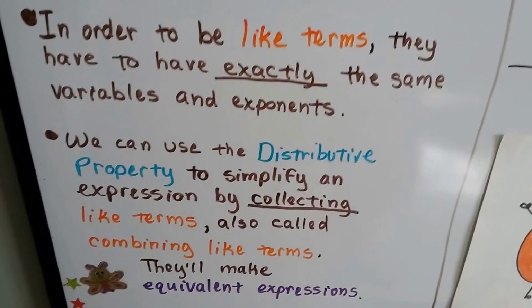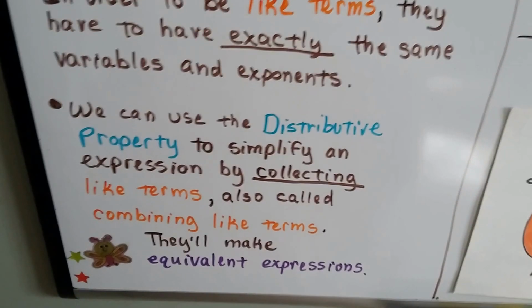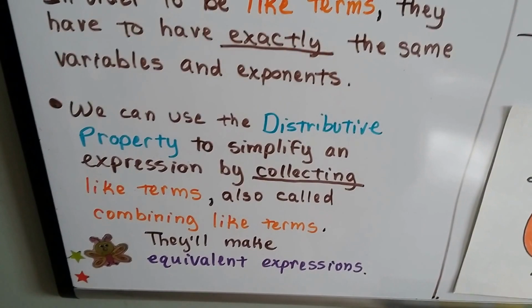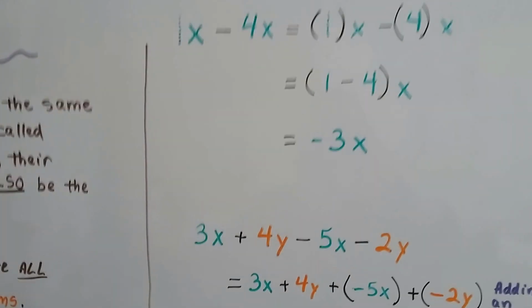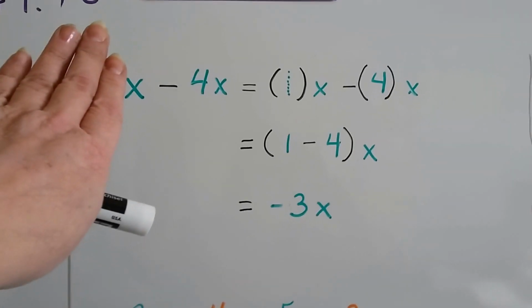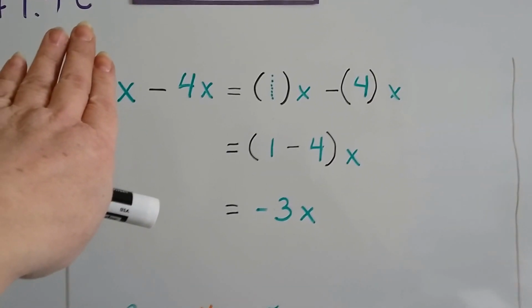We can use the distributive property to simplify an expression by collecting like terms. It's also called combining like terms, and it makes equivalent expressions. So take a look at this one. We've got x minus 4x.